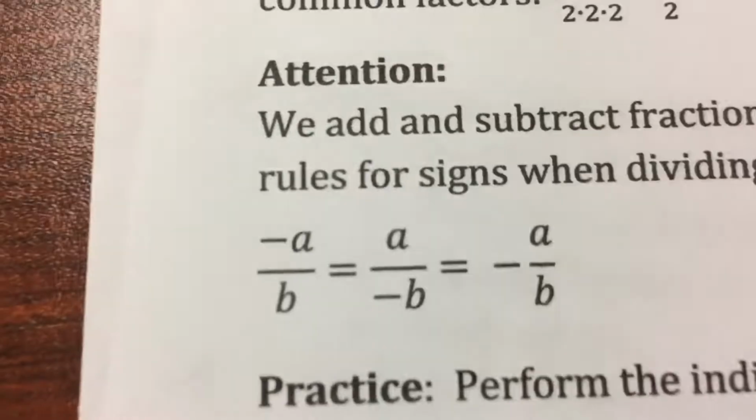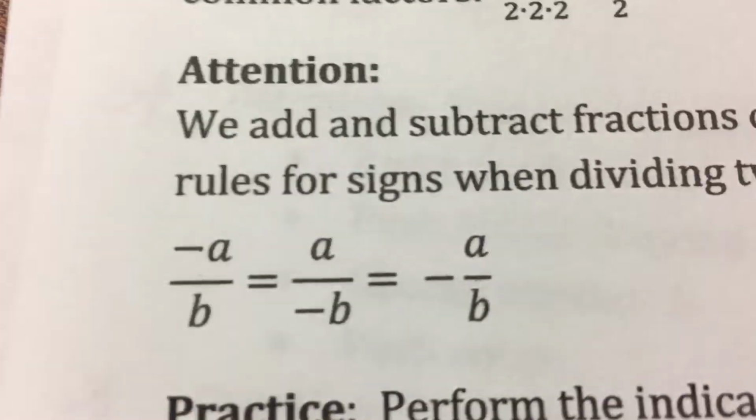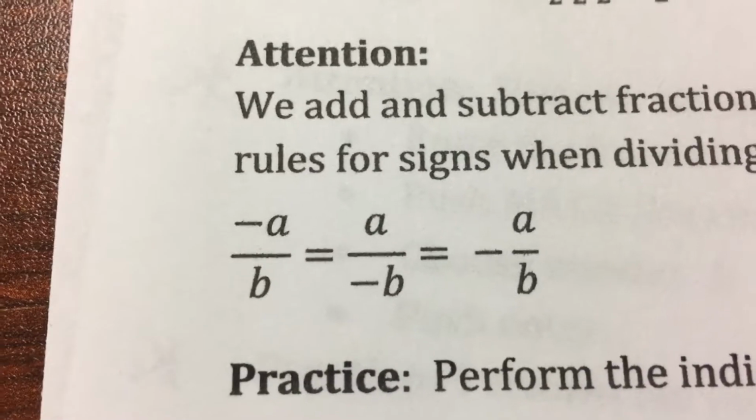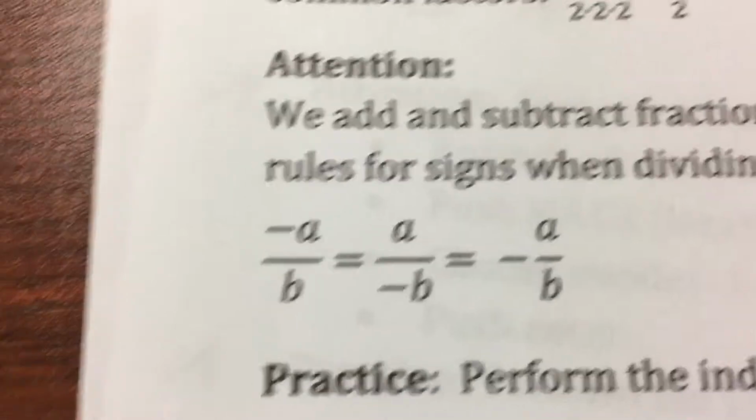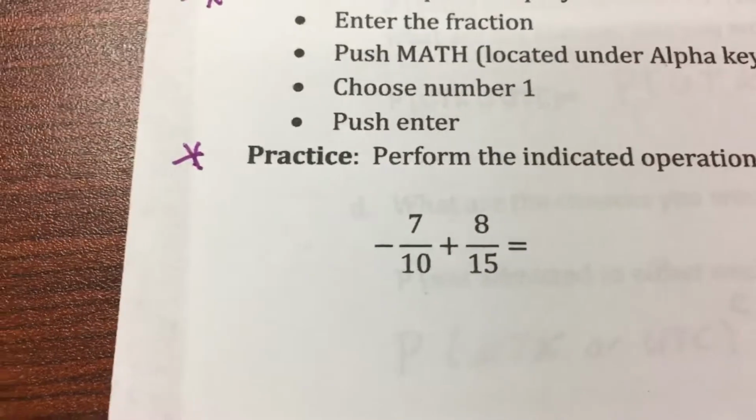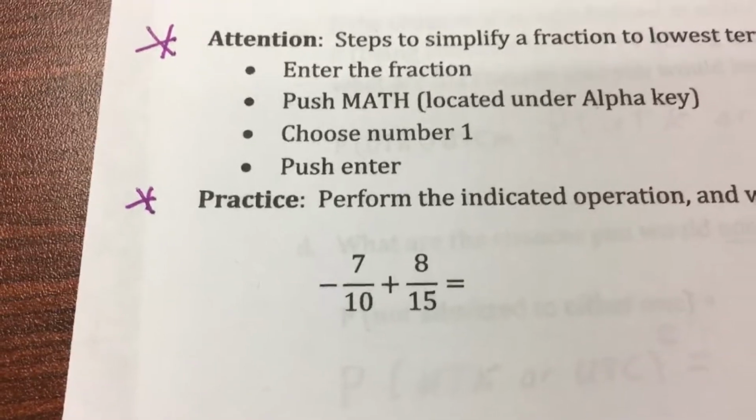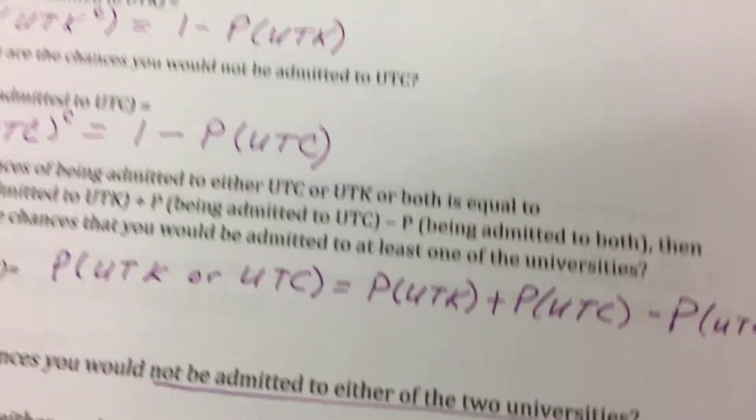So back to the first page, if you want to type negative 7/10, or you could put 7/-10, or negative 7/10, whichever way you want to type it, it comes out the same thing. Usually I just type negative 7/10 in parentheses plus 8/15, math, enter, enter. Okay, now the third page is dealing with statistics.